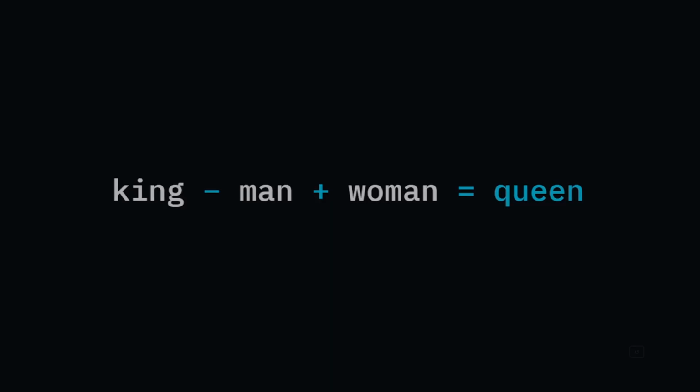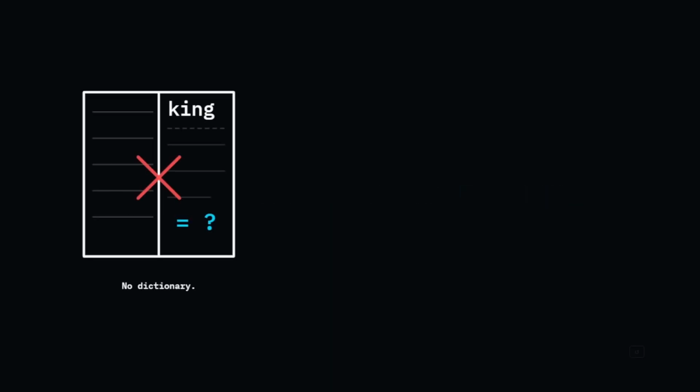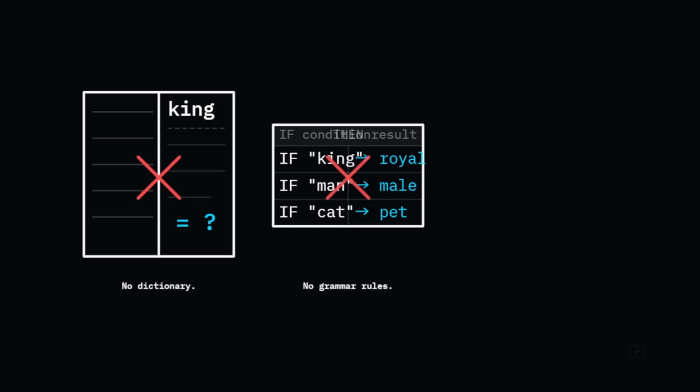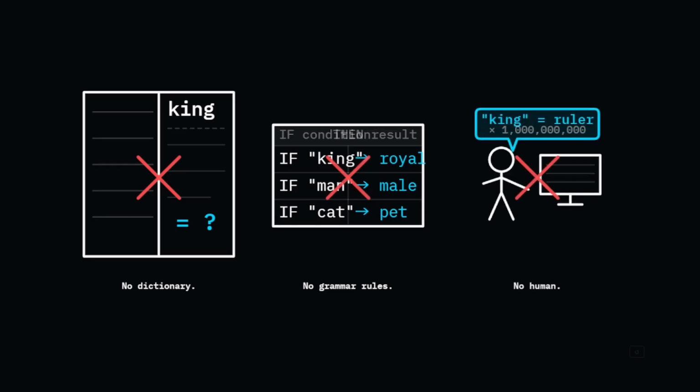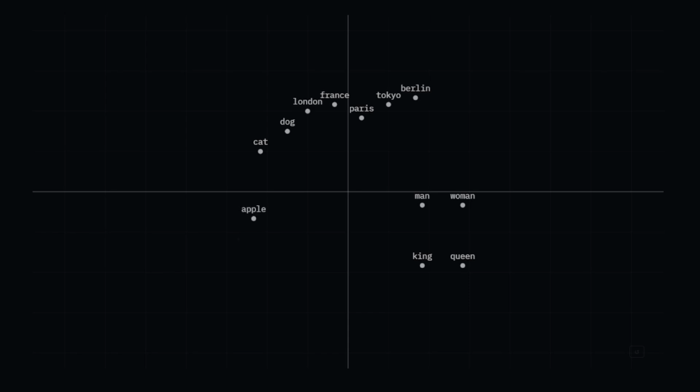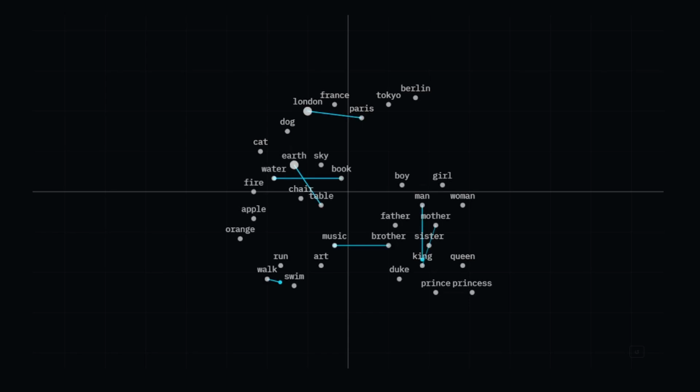A machine solved this with no dictionary, no grammar rules, no human telling it what king means or what gender is. It just read text, billions of sentences. And somewhere in all of that, it learned that meaning has a shape. That shape is called an embedding.